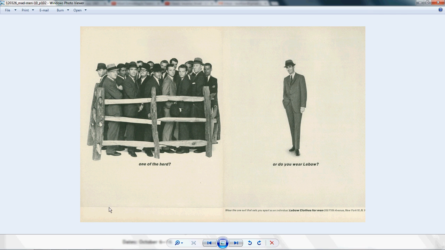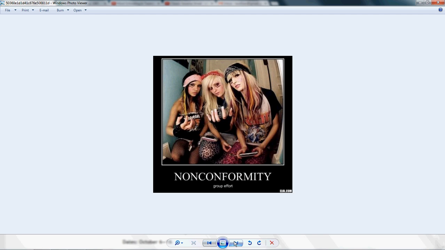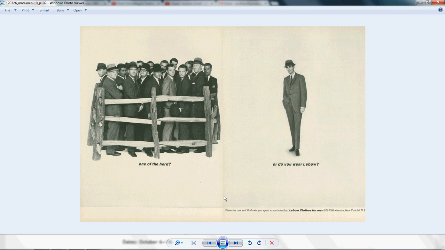There we go. So the one before it was an advertisement for men's clothing. So either you're one of the herd, you conform, or you wear Lebo, you don't conform, and you're the cool guy over here all by himself. Isn't he a snazzy dresser? This is probably an old advertisement. It appeared in the New Yorker magazine.